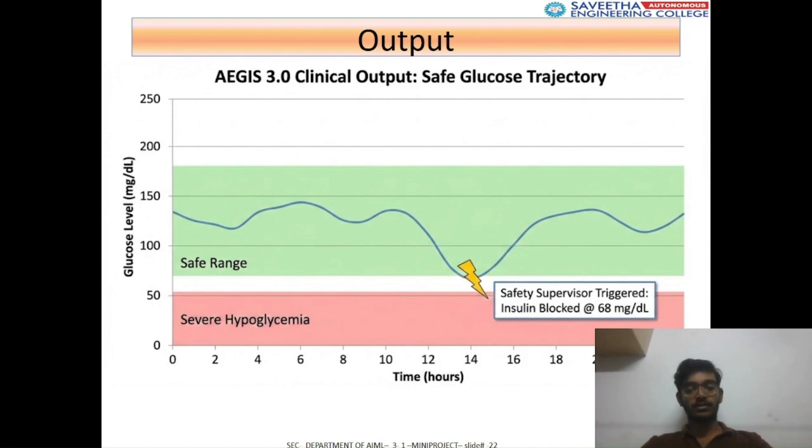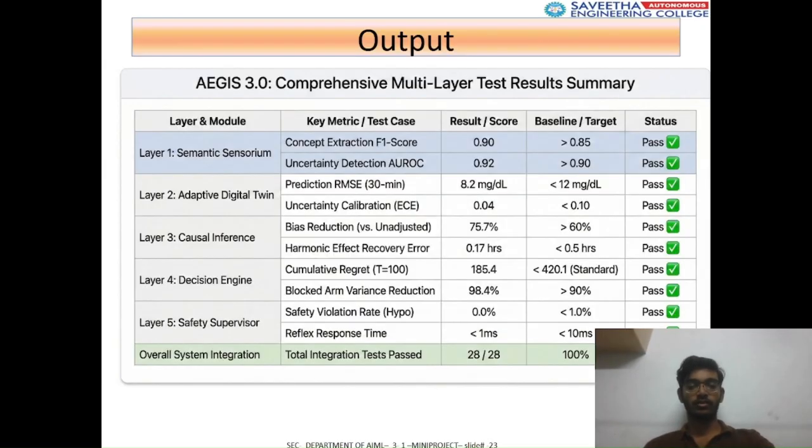Based on our tests, we found that our system is 0.0% unsafe. That means whenever a decision would raise the hypoglycemia risk, the safety supervisor triggered and blocked the insulin dose. You can see here, whenever the glucose level got to 68, which is in the range of severe hypoglycemia, it blocked the decision and went into a conservative mode. These are the performance metrics of our whole Aegis system, where we ran unit tests for each of the layers, and we can see the result scores here for the concept extraction and for each of the layers, which we'll be discussing in the code part.